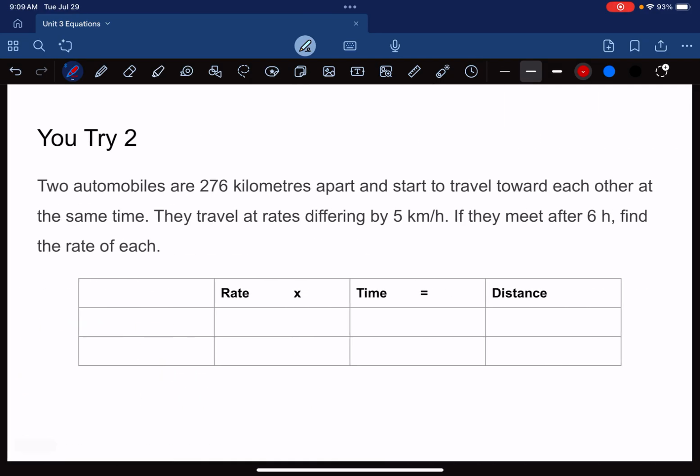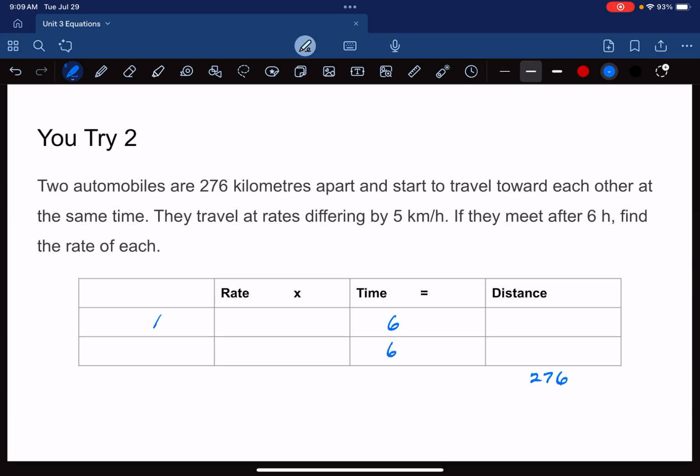2 automobiles are 276 kilometers apart. Well, it sounds like motion in opposite directions then. So we know that the total distance is 276. And they travel toward each other at the same time. So we know that their time is just t. Oh, 6 hours. They travel for 6 hours.